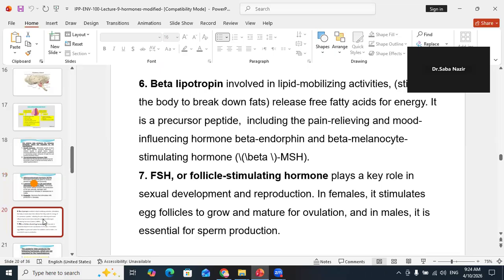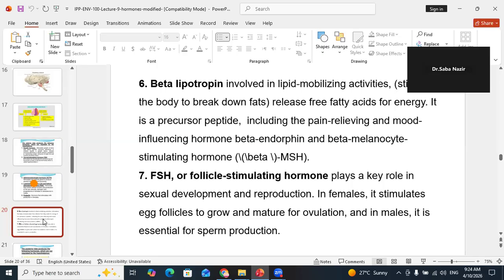Beta lipotropin is involved in lipid metabolism. Obviously, lipid is a chemical substance which breaks down to release energy. When we discussed the endocrine system, we learned that it is needed for growth and metabolism. So here beta lipotropin causes the fats to be broken down. As a result, free fatty acids are released for energy.